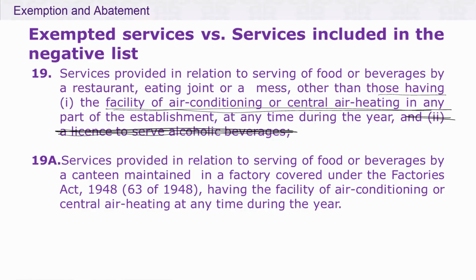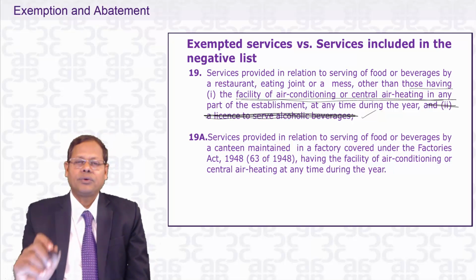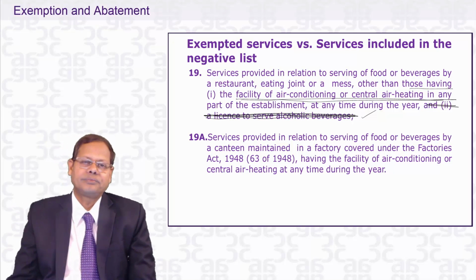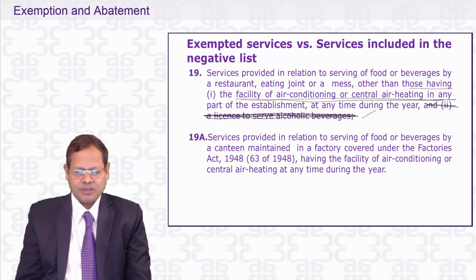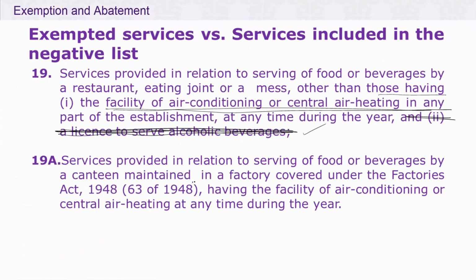Say, entry number 19, that has been omitted. Now, it is not necessary to have a license to serve alcoholic beverages. Even if you don't serve alcoholic beverages, if you have air conditioning facility, you have to pay service tax, if your limit in a year is above 10 lakh rupees, you know that. Okay. And 19A, factories. What about factories? They have done it. Even if they have air conditioning facilities, factory canteens are exempt, because they are not meant for the public, they are meant for the factories, so they don't want to inflate the cost.